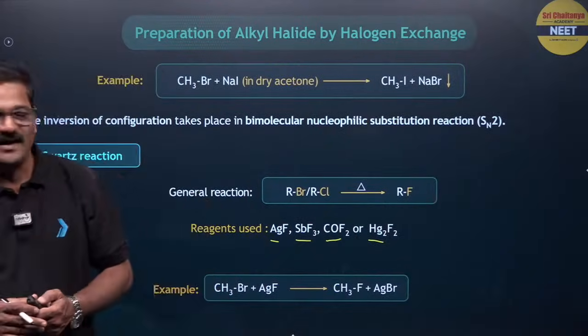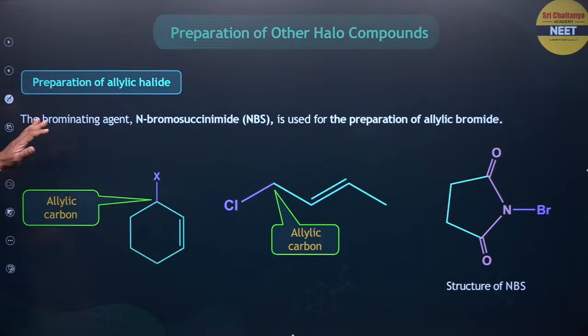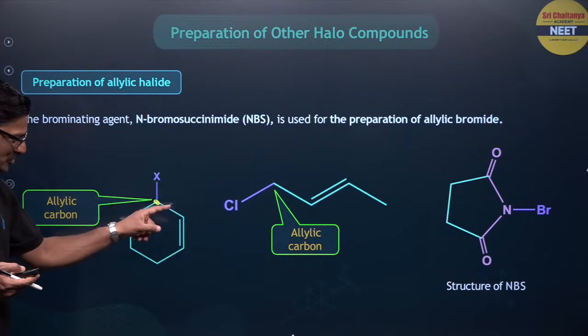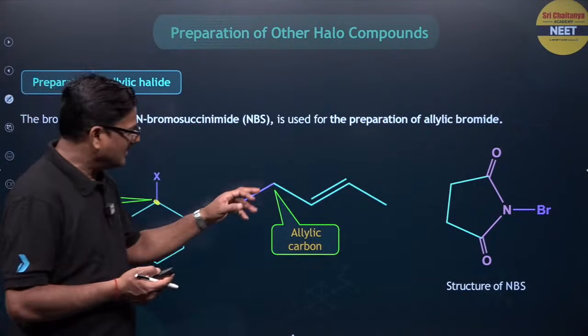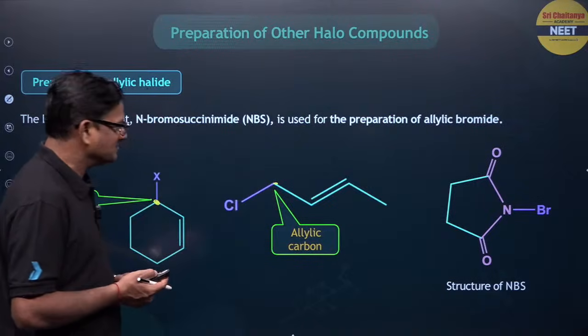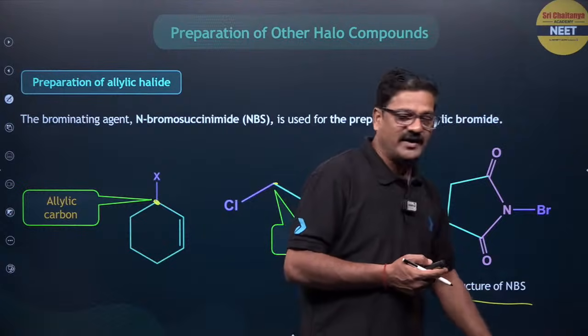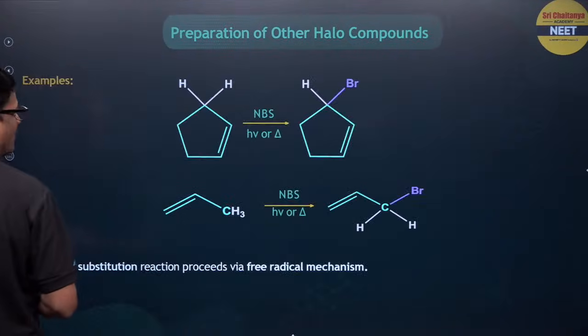This follows the SN1 mechanism, and you can see that preparation of allylic halides can also be done. Allylic halide means this is a carbon of the double bond, and the carbon directly attached to the carbon of the double bond is called the allyl carbon, and this is an allyl halide. This is done by using N-bromosuccinimide, NBS. How do you do it?